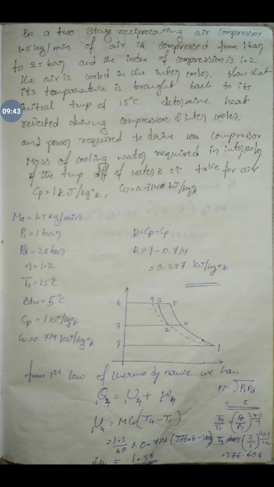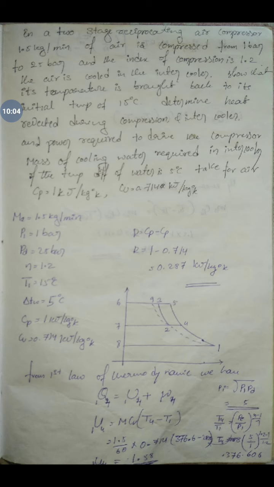To find T4, we should know the intermediate pressure P4. The intermediate pressure P4 is given by the square root of P1 into the delivery pressure. So it is the square root of 1 into 25, which is 5. So from this intermediate pressure of 5, calculate the value of T4.